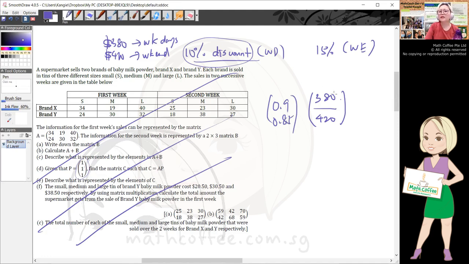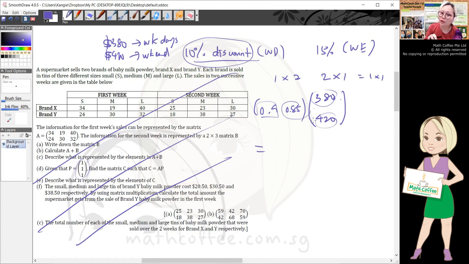Okay, but let's see, this one is a 2 by 1. So I need to put a 1 row, 2 columns. So I have to put 0.9 and 0.85. This is what a common student will just put. But you see, when the question says I want the final amount for 2 numbers, if I'm going to do this, I will get a 1 by 1. Because it will take this one times this one plus this one times this one.